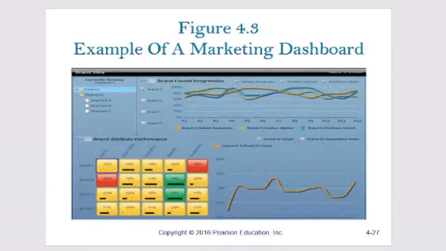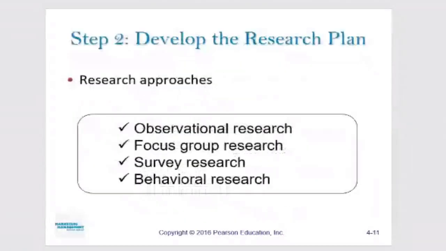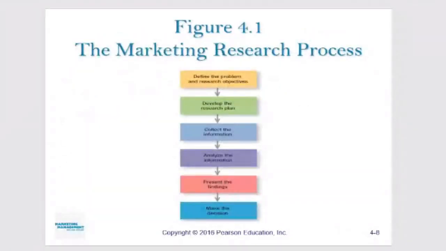Very quickly, let us go through the seven steps of marketing research. They are defining the problem and research objectives, converting it into a research plan, collecting information, analyzing information, presenting the findings, and finally making the decision. This is the marketing research process. I would like you to read the supplementary text to support your knowledge acquisition on this content.